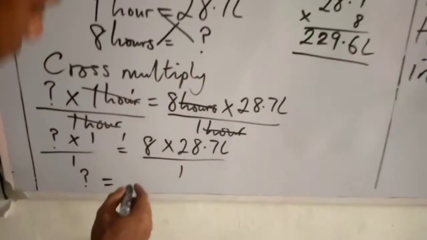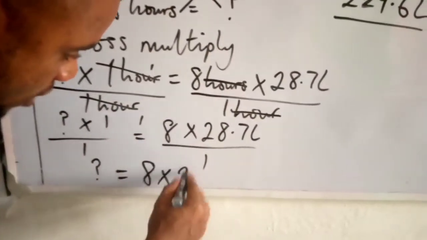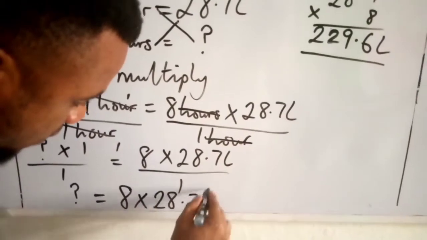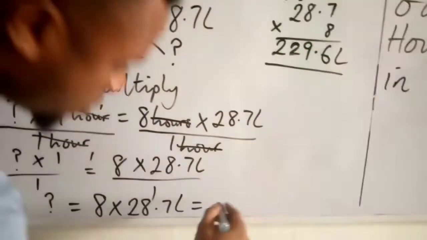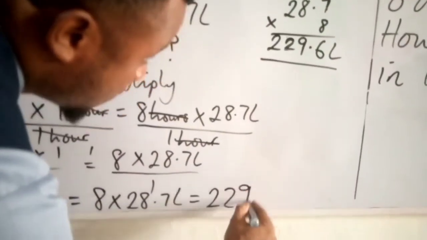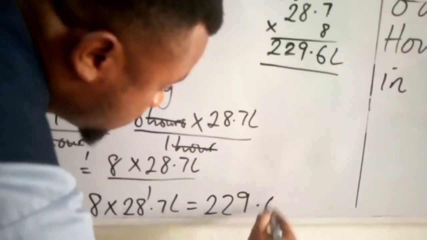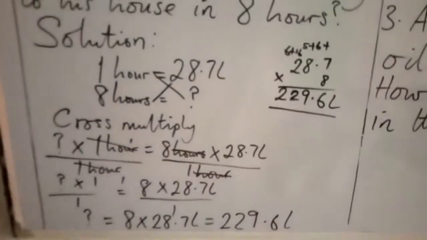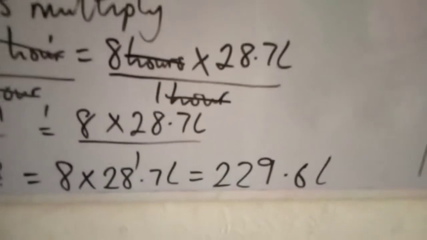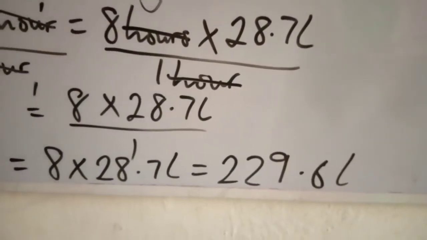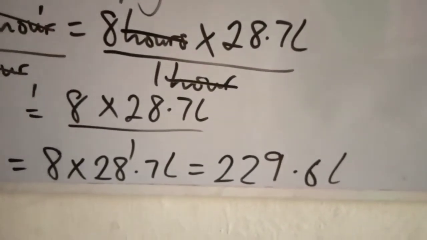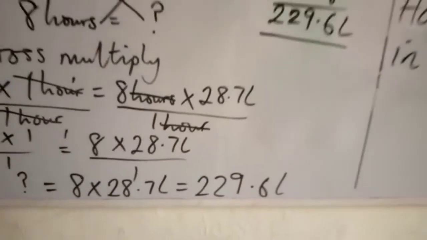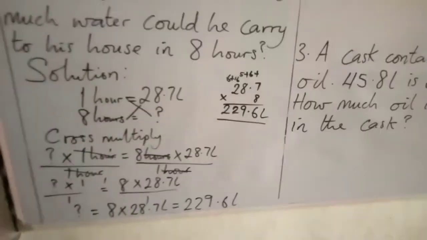So we have 8 times 28.7 liters is equal to 229.6 liters. That is our answer for this. So it will take him 8 hours to fetch 229.6 liters of water. So we go to the next question, number 2.